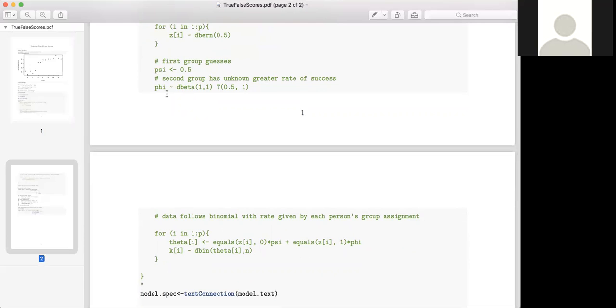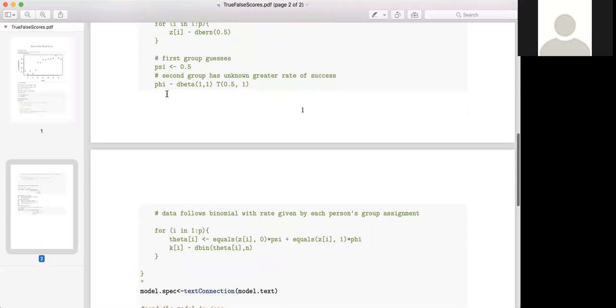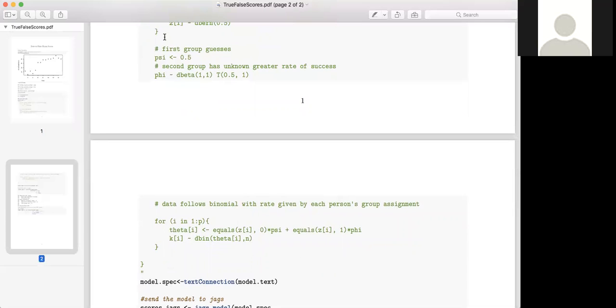But the psi does not follow a distribution. Oh yeah, sorry, psi is fixed over here. Another thing you can do is, if you do a uniform between 0 and 0.5, then you'll be able to track that along the way.